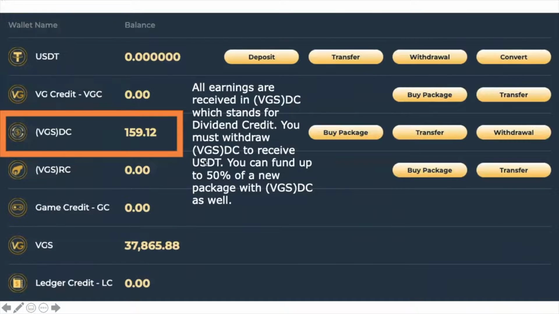Now I'm going to quickly talk about VGS DC, which is VGS dividend credit. All earnings in the back office, whether through the betting or the comp plan, you will earn those in VGS DC. So anytime you see something in the VGS DC wallet, it can be withdrawn. Whenever you do a withdrawal, it's a withdrawal of VGS DC, but you will receive it as USDT ERC20. The other thing I wanted to mention is you can actually fund up to 50% of a new package with VGS DC as well. So that's something you need to keep in mind.